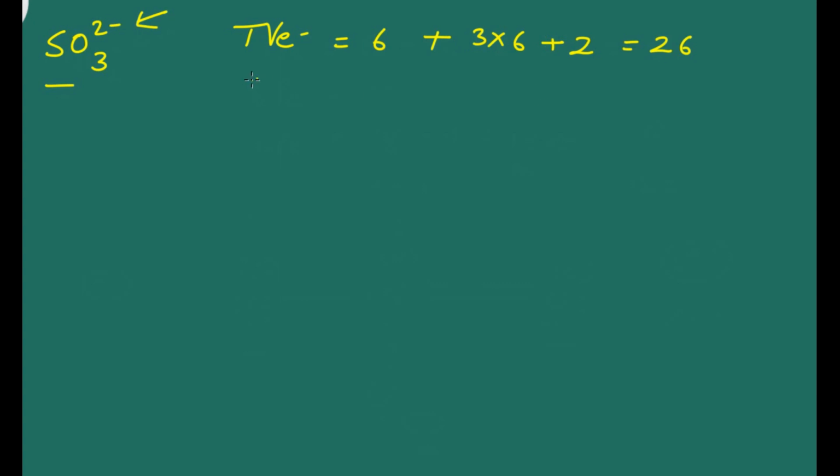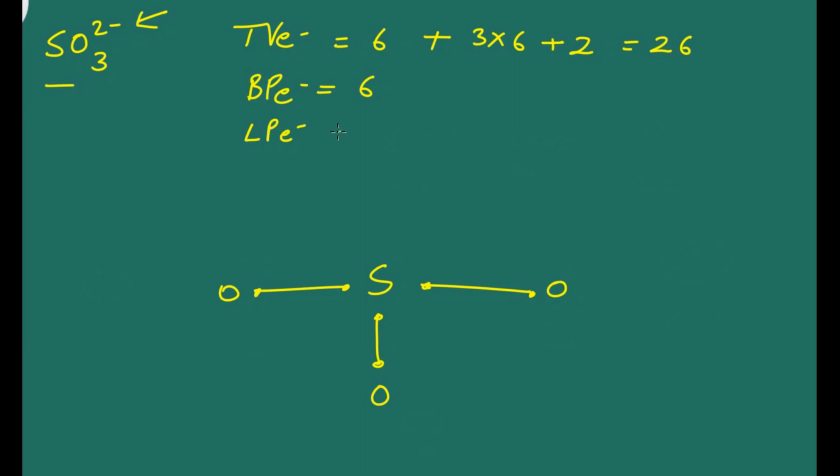Now bond pair electrons. How many bond pair electrons are there? Draw the structure: 2 on this side, oxygen, oxygen and oxygen. So there are a total of 6 electrons in 3 bonds that we are making right now. So the total number of bond pair electrons will be 6. Lone pair electrons will be 26 minus 6, total valence electrons minus bond pair electrons. So there will be 20 lone pair electrons.